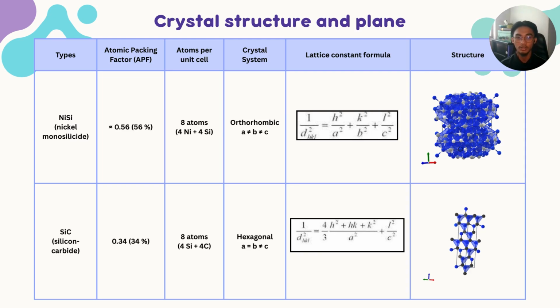SiC below adopts the hexagonal 4H polytype, two equal basal axes and one longer vertical axis. It also contains 8 atoms per cell, but because the bonds are strongly directional, the atomic packing factor drops to 34%. The hexagonal spacing formula appears under the lattice column, and the stick-like model reflects the open tetrahedral bonding that gives SiC both its wide band gap and excellent thermal conductivity.